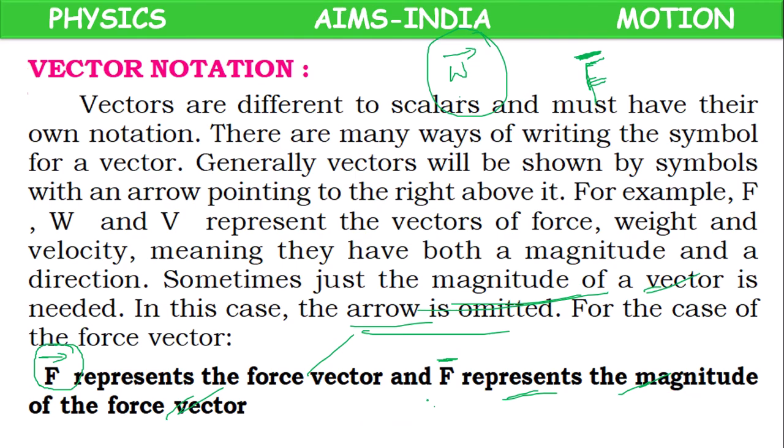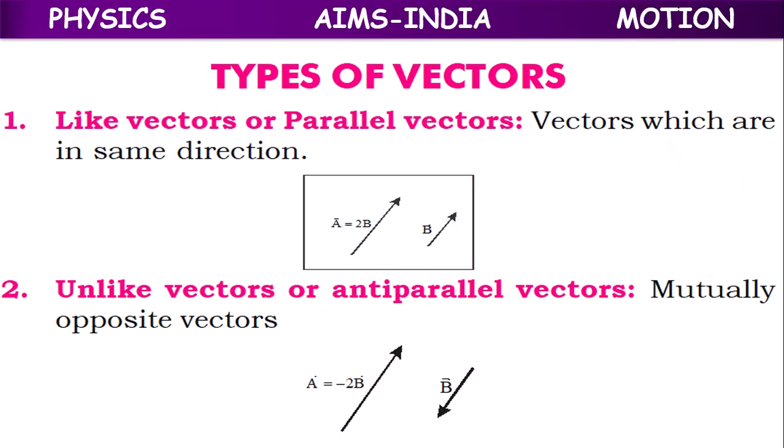Sometimes magnitude of force vector means it will be kept in modulus symbol, which means we have to take only the magnitude of the force vector. Next, children, we have types of vectors. In vectors we have so many types, children.